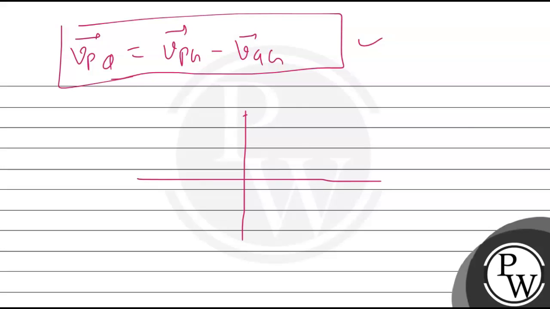Let us suppose this is the standard Cartesian plane of the x and y plane. Here we are going to represent north direction in the positive y direction. This is south in the negative y direction. This is east and this is west. Now let us read the question.